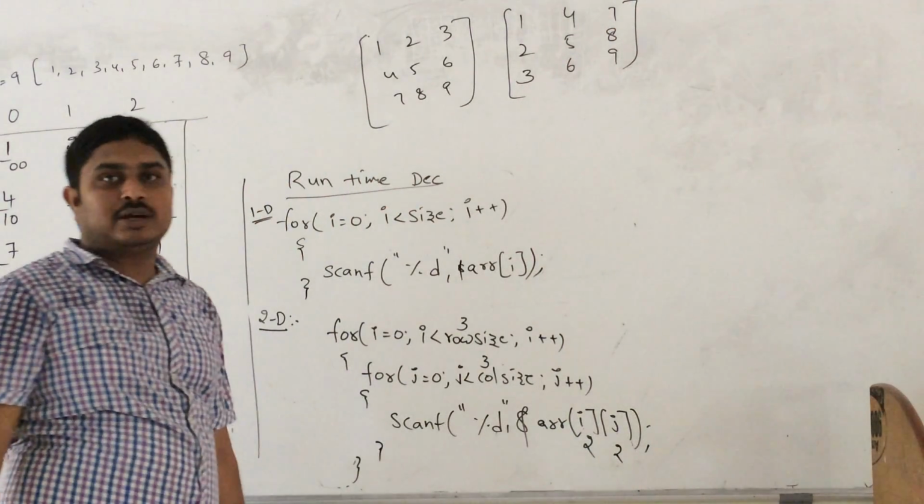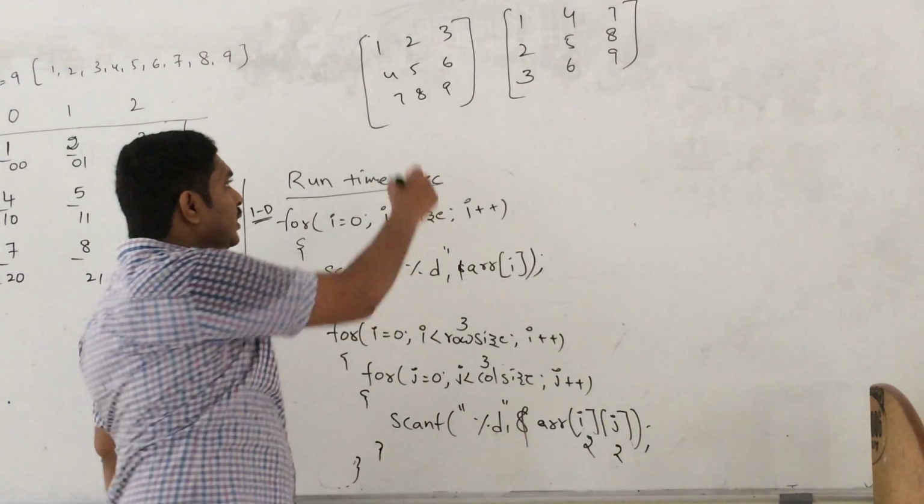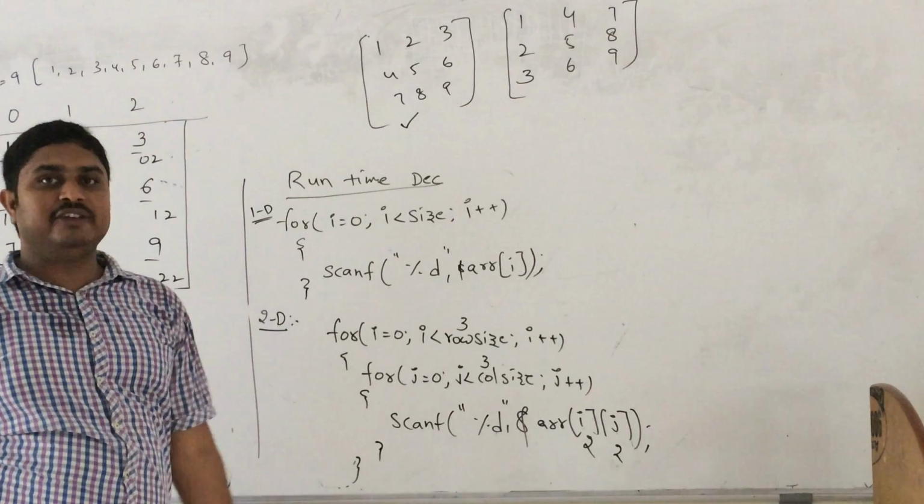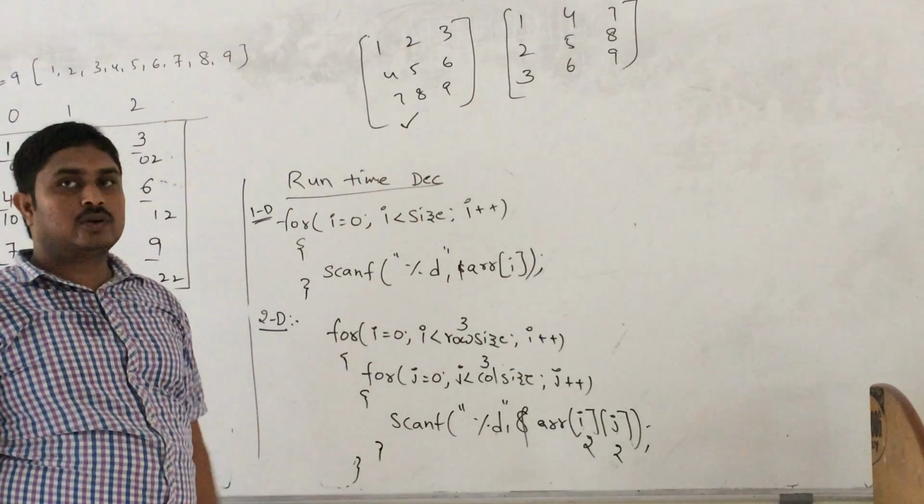But in C language, we allow only row order wise. If you insert the elements, they are by default inserted in row order wise.